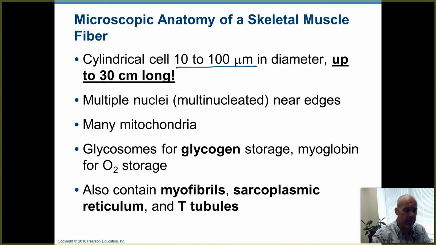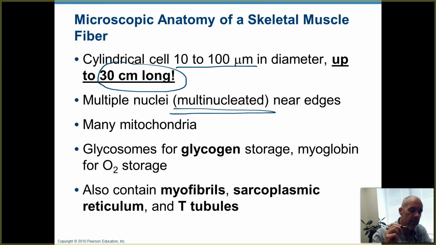But then look how long they can be, 30 centimeters long. So that's like a foot long in some cases. An individual cell can be that long. If you think about some of your skeletal muscles, the individual muscles are pretty large, and so individual cells within those muscles can, in some cases, be over 10 inches in length. So that's very unusual for individual cells in your body. Multinucleated, as we've already mentioned, and the nuclei tend to be squished over along the edges rather than being in the center of the cell.